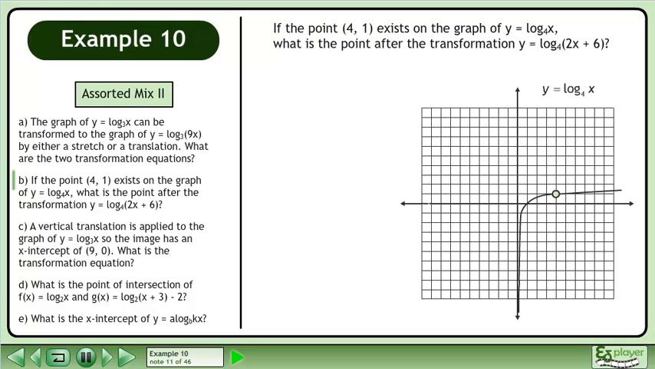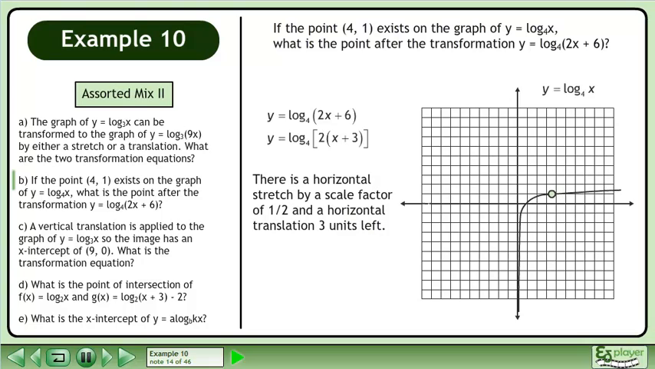Bring up the graph of y equals the base 4 logarithm of x. Rewrite y equals the base 4 logarithm of 2x plus 6. Factor 2 out of the binomial. There is a horizontal stretch by a scale factor of 1/2 and a horizontal translation 3 units left. The new point is -1, 1.